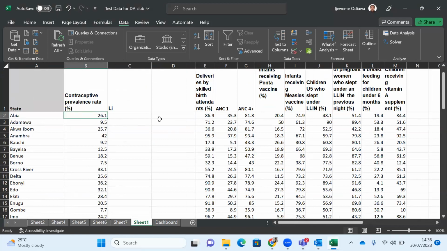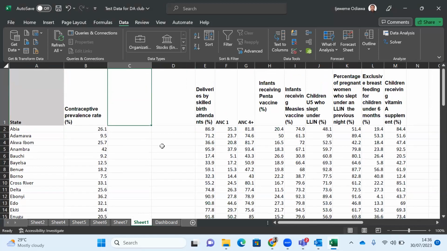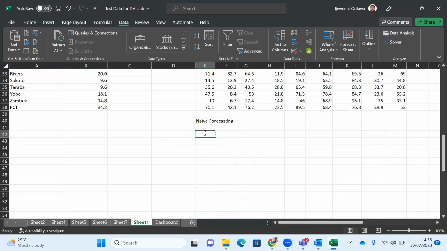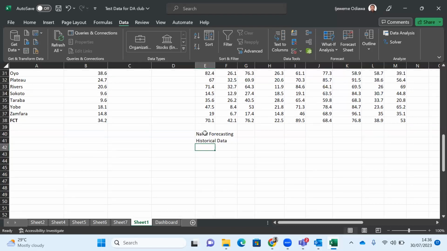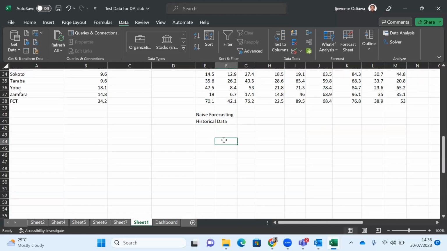This is Abia 2021. If we had Abia from 2011 to 2021, we could now forecast for 2022. But we don't have that historical data. So to forecast, we need historical data, whether it's naive or not. Now, if we had historical data, there are more sophisticated ways to forecast. And when you start Python, I think you will thoroughly understand what we are talking about.